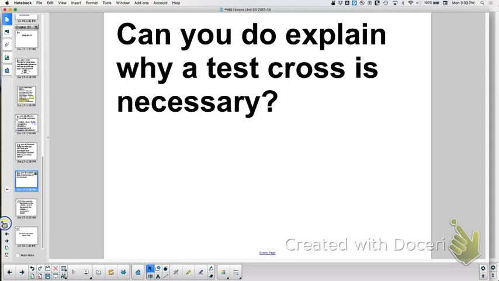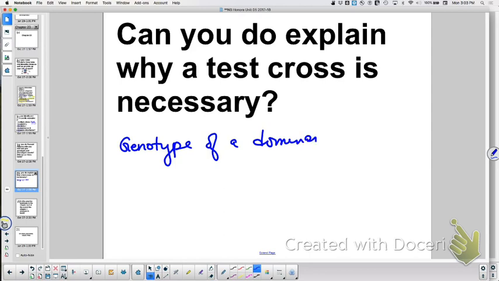Can you explain a test cross and why it is necessary? To find out if it's homozygous or heterozygous. I am trying to find out the genotype of a dominant phenotype. I know the genotype of a recessive phenotype, right? I do not have to test a blue-eyed person. I wonder what they are, cross them with a brown-eyed person.